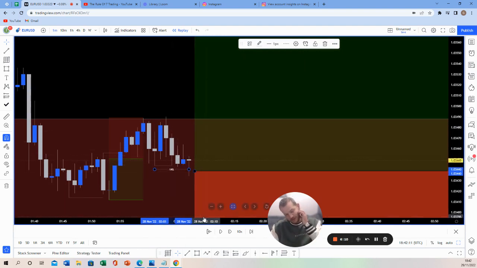The market's fractal. So you've got to think of this as, this could be a 4-hour layout, a daily layout. It will all look pretty much the same because of the way the market works.